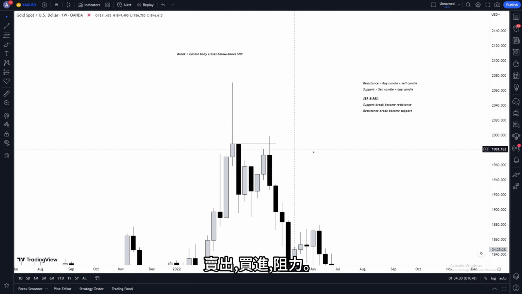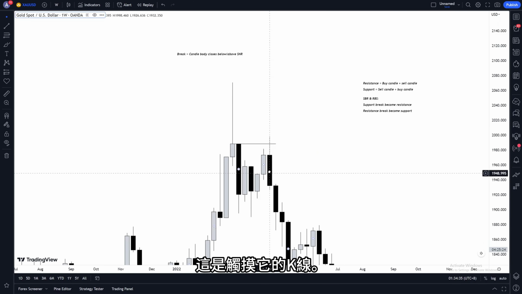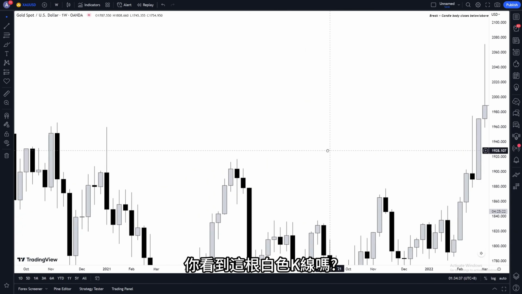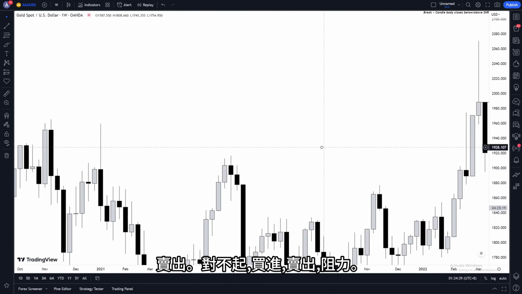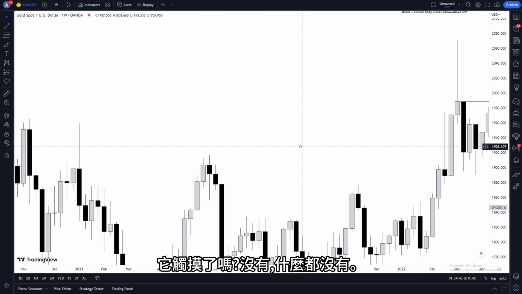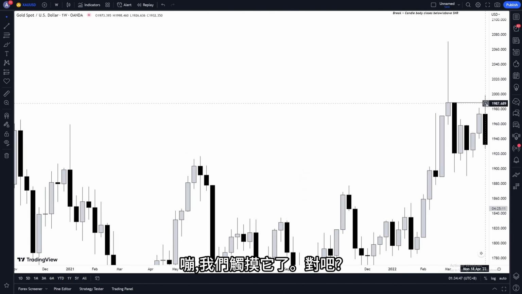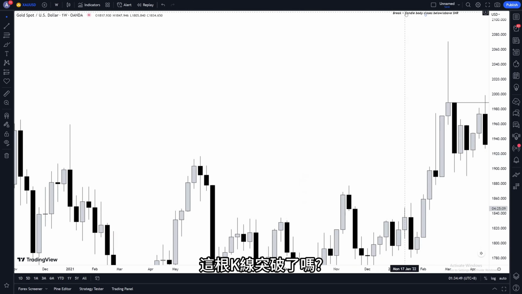So let's look at this. Sell, buy, resistance. Buy, sell, resistance, correct? This is the candle that touched it. You see this white candle? Look, sell, buy, sell, resistance. Now we're looking, oh, is it touching it? No, nothing. So far away. Ah, this one's so close. Boom, we touch it. Right? Did this candle break this resistance here, did it break?